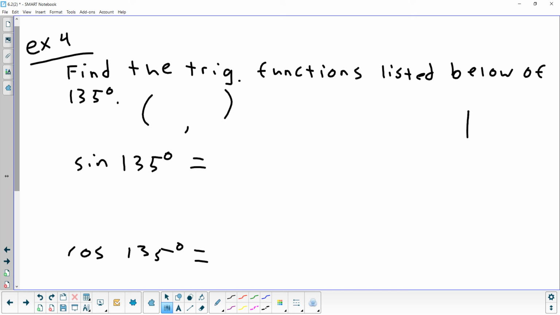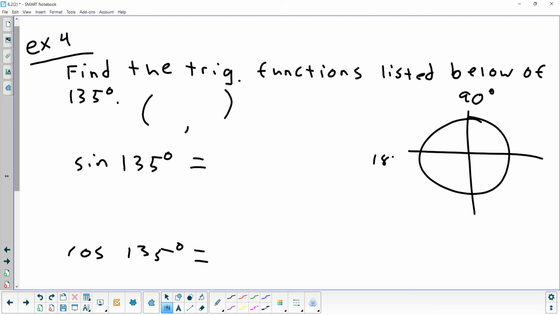Now we just want to visualize where 135 is. 90, 180. There's 135. So what's going to be my coordinate for 135? Mass? Negative square root 2 over 2, square root 2 over 2. Perfect. And now we're doing the exact same arithmetic we did with 45. The only difference is the x value is negative.